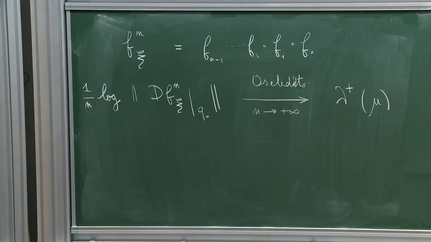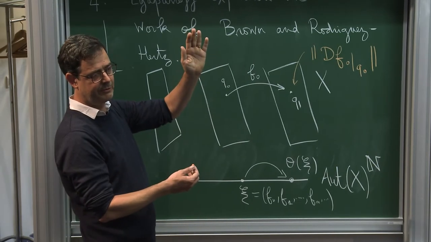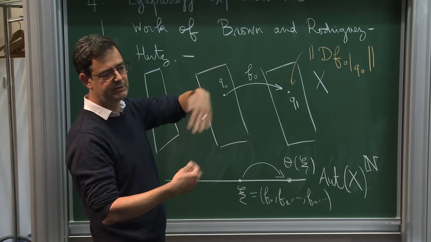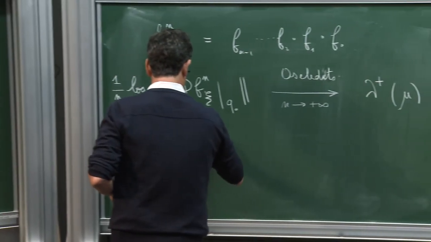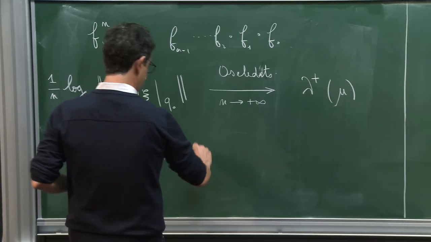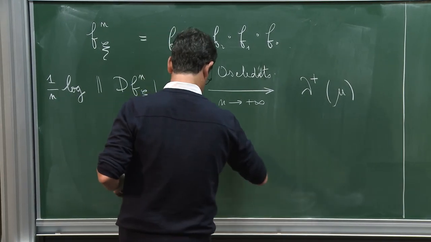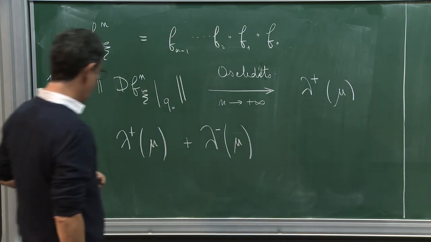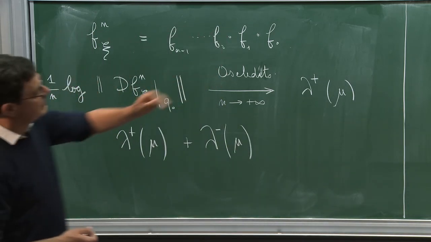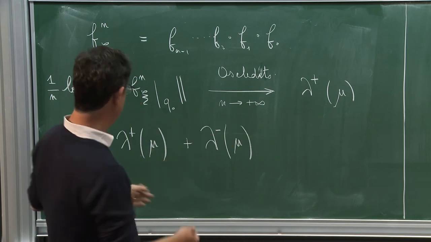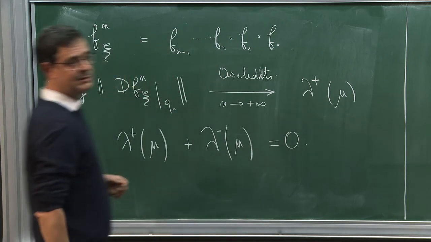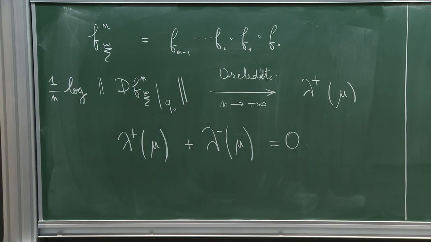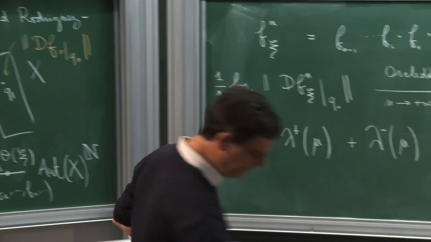So this is the top Lyapunov exponent. But we are on a surface, so in fact you have just one positive Lyapunov exponent and one negative or non-positive Lyapunov exponent. So we have two Lyapunov exponents. And since there is an area form which is invariant, you show that the sum of the two exponents is zero. So that's the beginning of Pesin theory.